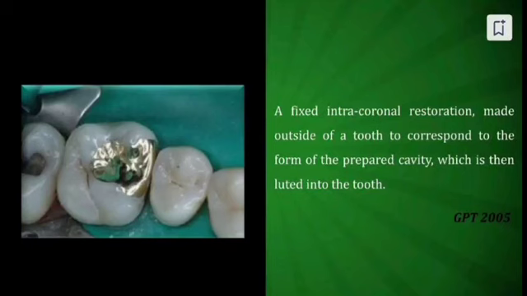So by definition, inlay is a fixed intercoronal restoration which is made outside of a tooth to correspond to the form of the prepared cavity, which is then luted into the tooth.